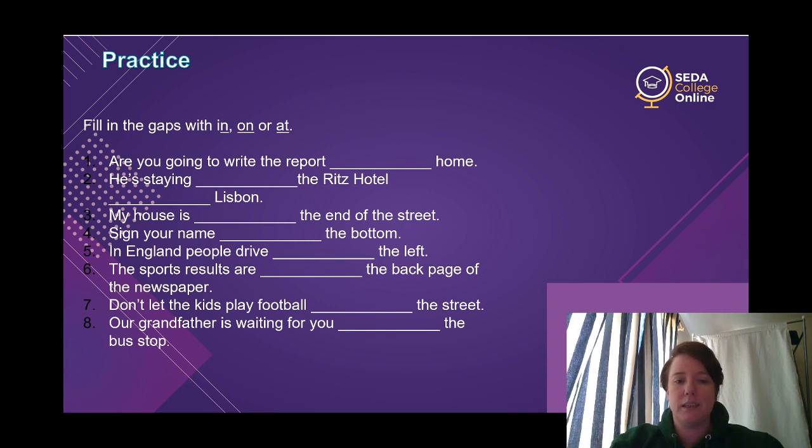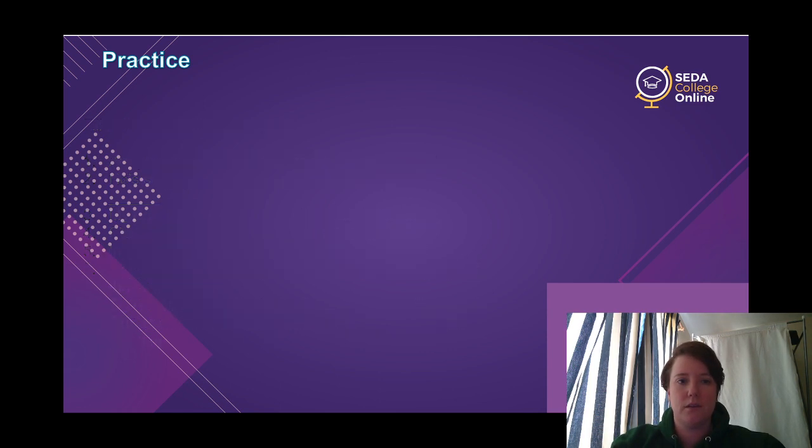Don't let the kids play football, blank, the street. Again, flat. Our grandfather is waiting for you, blank, the bus stop. Okay, think about the point here. So just write down in, on, or at for each one here. Okay, let's go and look and see how you all got on.